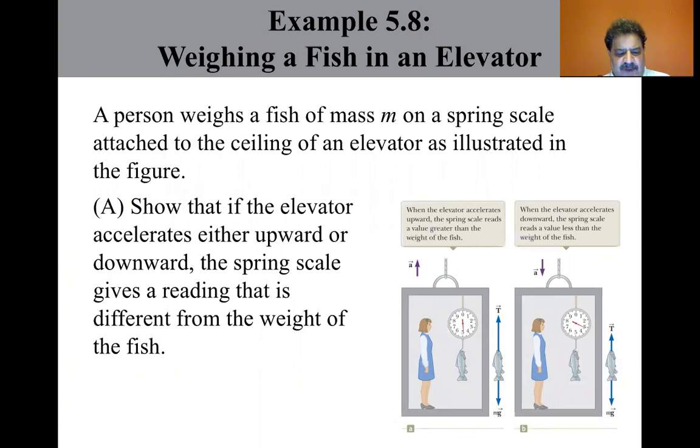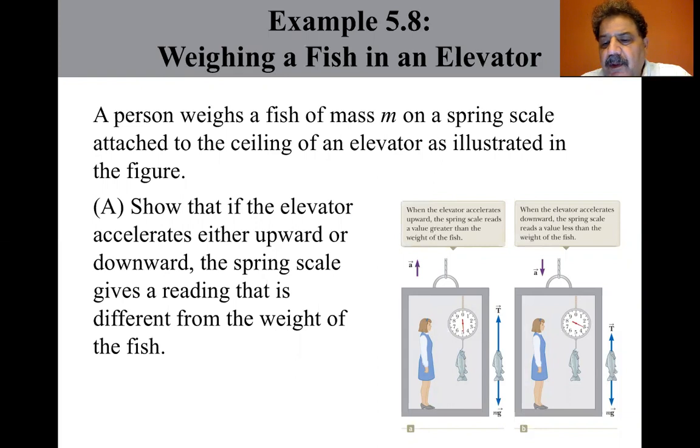A person weighs a fish of mass M on a spring scale attached to the ceiling of an elevator as illustrated in the figure. Part A, show that if the elevator accelerates either upward or downward, the spring scale gives a reading that is different from the weight of the fish. Let's read the little captions on the elevator diagrams. When the elevator accelerates upward, the spring scale reads a value greater than the weight of the fish. When the elevator accelerates downward, the spring scale reads a value less than the weight of the fish.